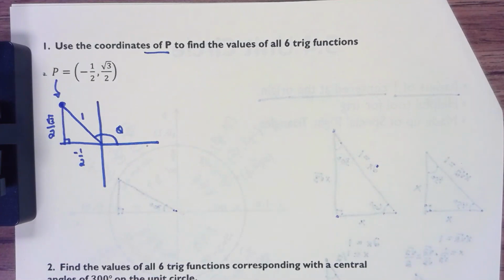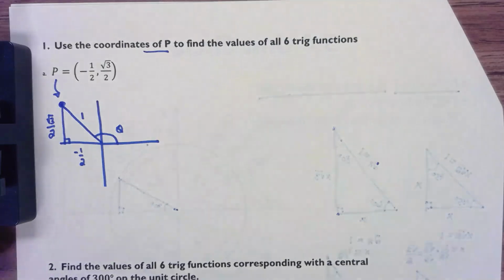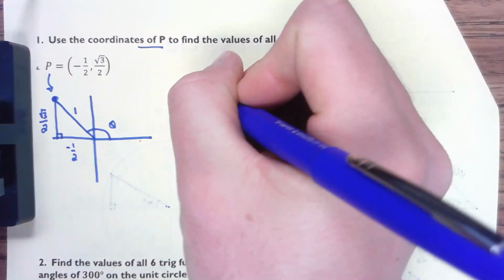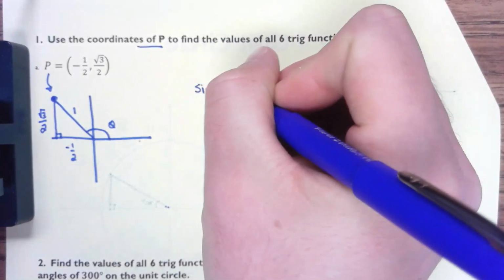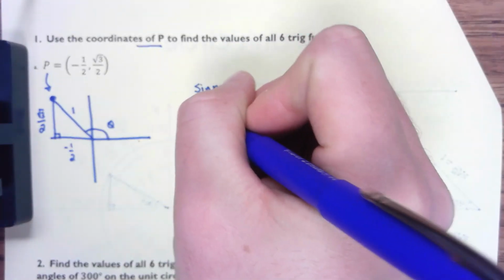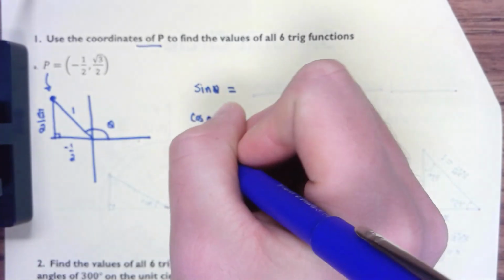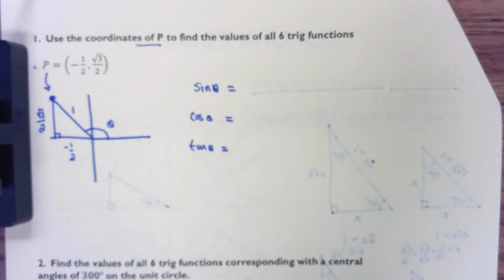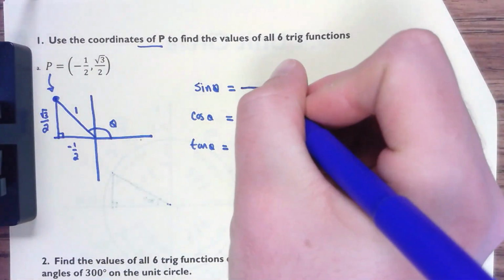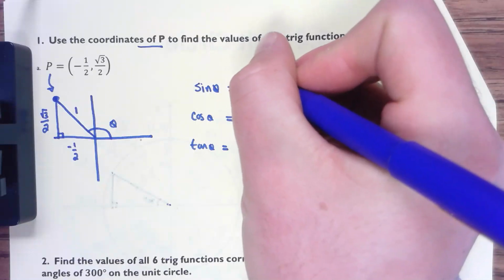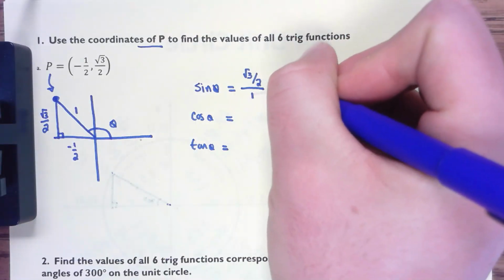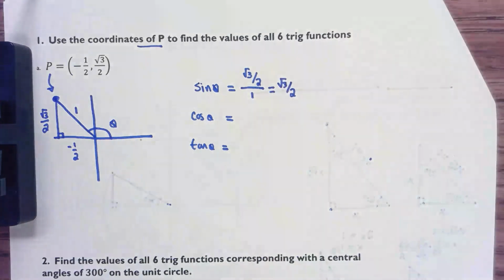Now, this is going to bring up another important thing on the unit circle that I touched on previously. So let's go ahead and do sine of theta, cosine of theta, and tangent of theta. And let's use what we know about right triangles. So let's use SOHCAHTOA. Sine is the opposite side, root 3 over 2, divided by the hypotenuse, which is 1, so it's root 3 over 2.